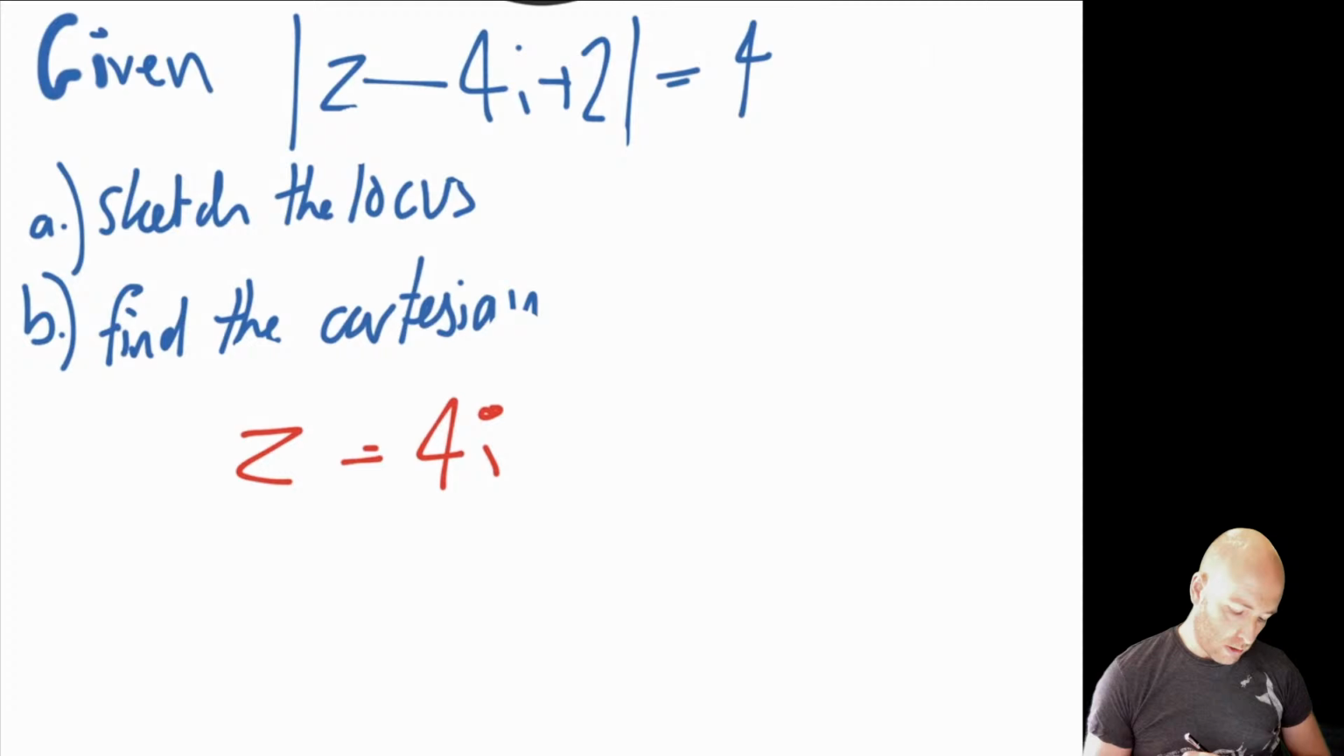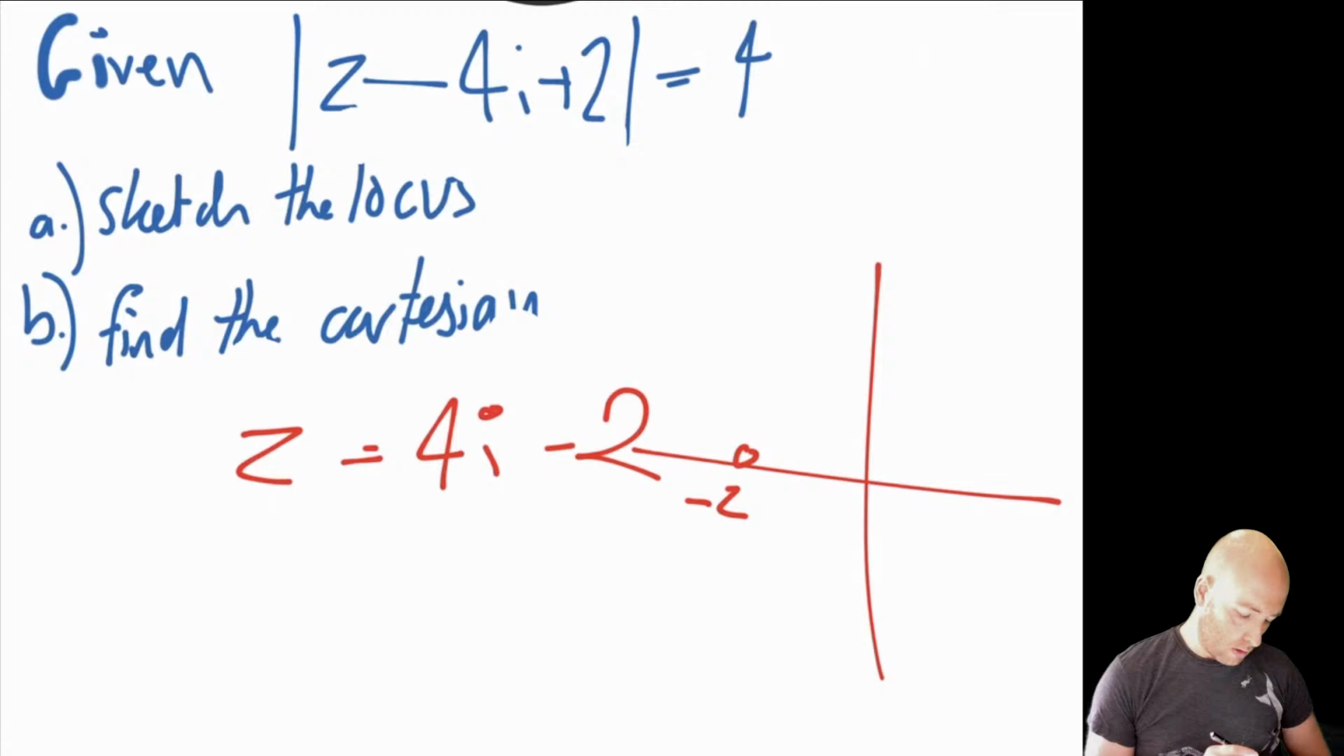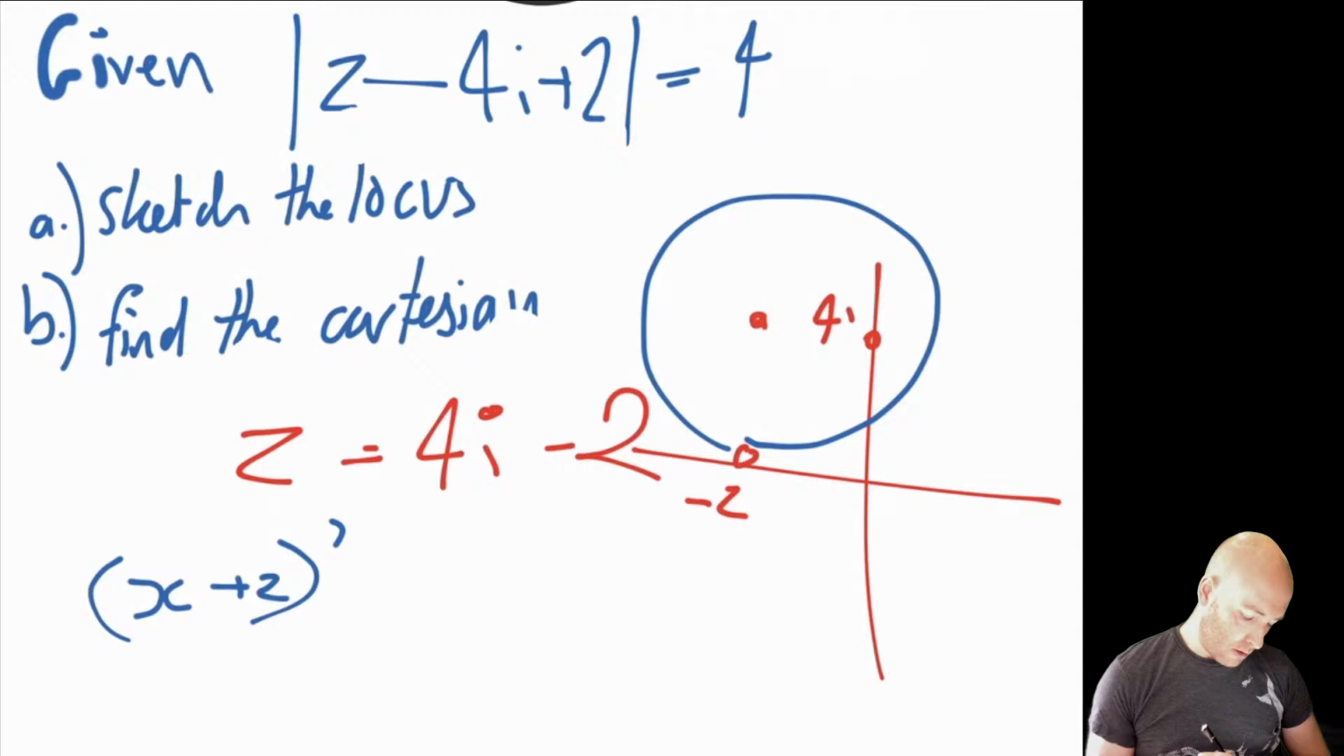Sketch that. So minus 2, 4i, there it is. It's got radius of 4. So it's going to be like that. The Cartesian would be x plus 2 squared plus y minus 4 squared equals 16.